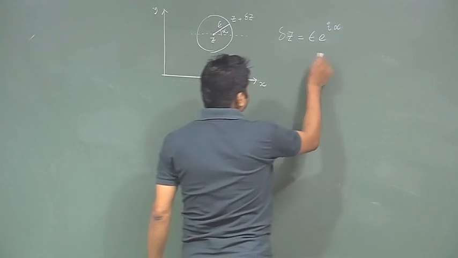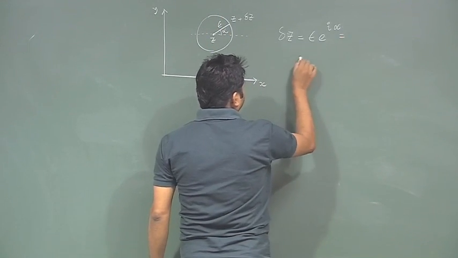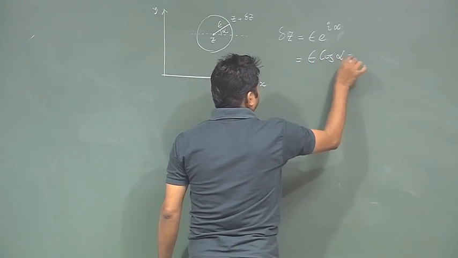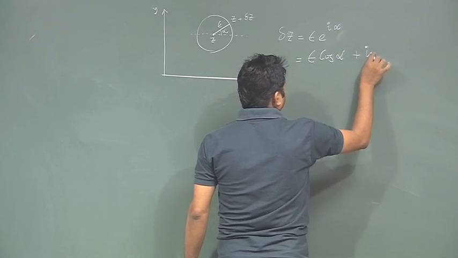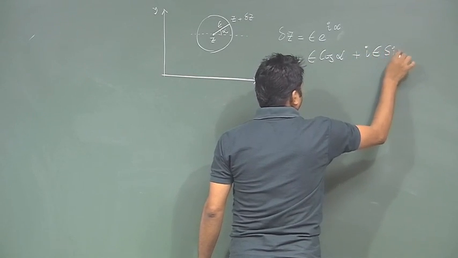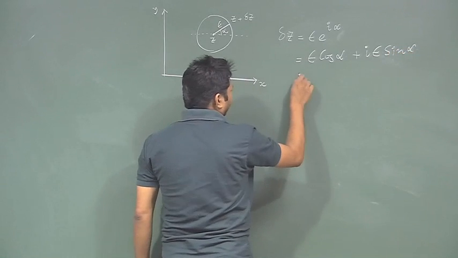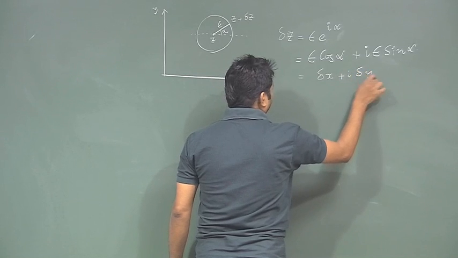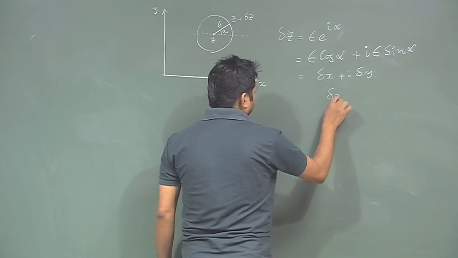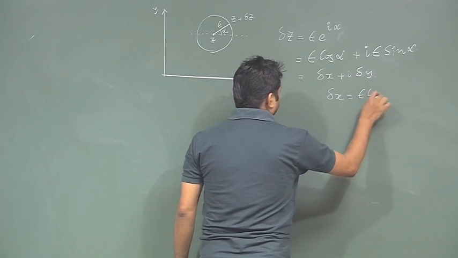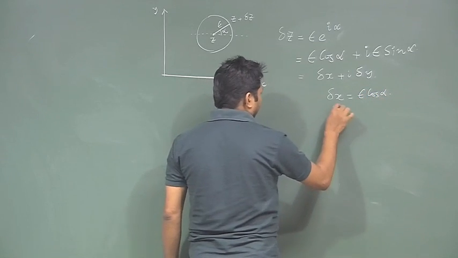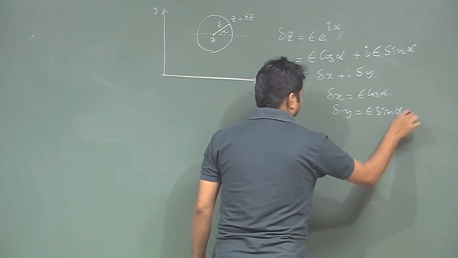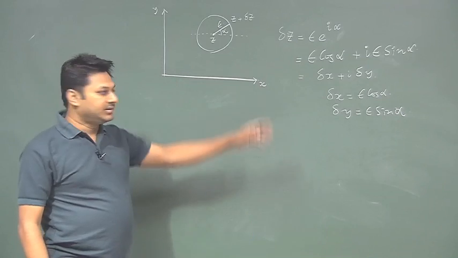So, this quantity is epsilon cos alpha plus i epsilon sin alpha, which is delta x plus i delta y. So, delta x is epsilon cos alpha, and delta y is epsilon sin alpha. I have these things.